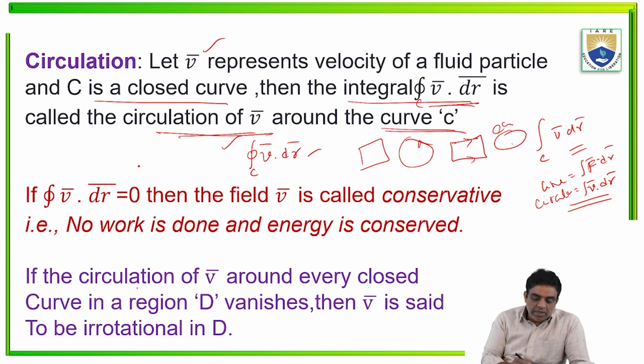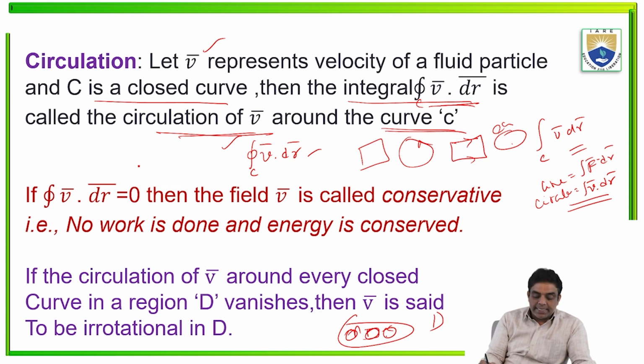Suppose the circulation of v bar around every closed curve in a region D vanishes, then v bar is said to be irrotational. If you take some region D and for every closed curve in the given region D, the integral of v bar dot dr bar is equal to 0, vanishes means 0, then v bar is said to be irrotational in D.